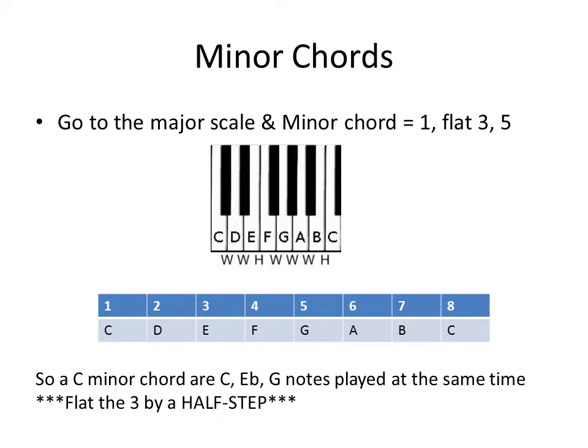Minor chords. You just do the same thing, except this time you're going to flat the third note. You're going to take the note in the middle and flat it a half step. So if you want to play a C minor chord, you go to the key of C major and you take your 1, flat the 3rd, and your 5. So the notes in the C minor chord are going to be C, E flat, and G. And so you can see that a C minor chord is not going to fit in the key of C because of this E flat here. Okay?